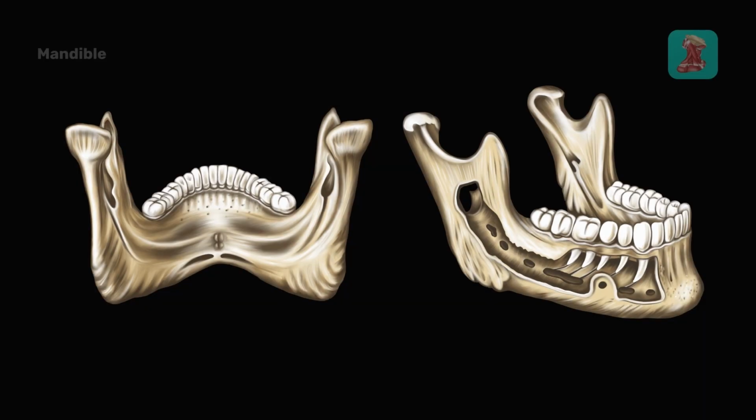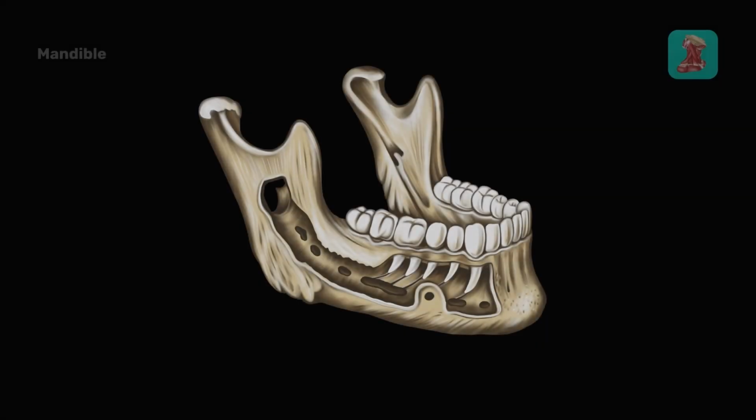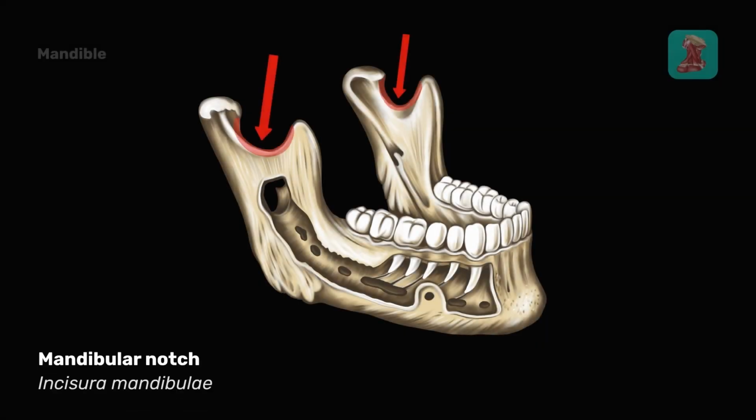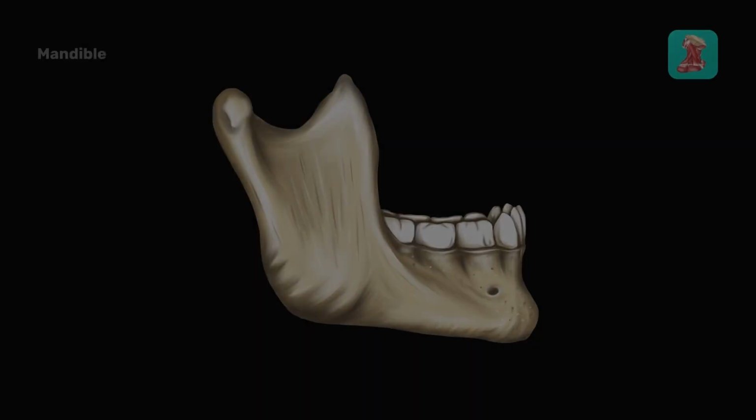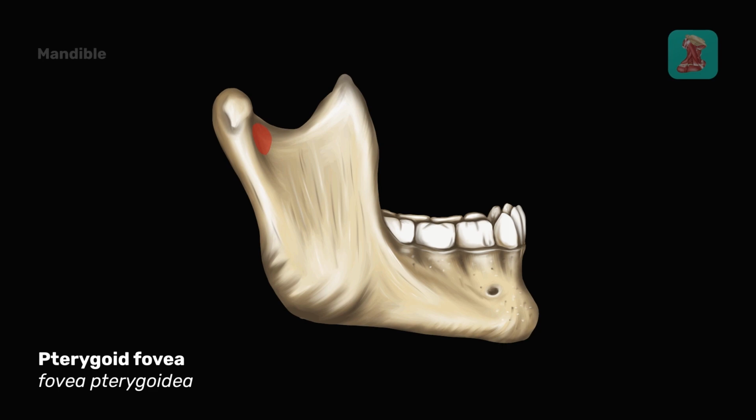The ramus of the mandible has two processes: the coronoid process and the condylar process, which is connected to the mandibular fossa of the temporal bone to form the temporomandibular joint. The processes are separated by the mandibular notch. The articular process ends as the head of the mandible, which is located on the neck of the mandible. There is a pterygoid fovea on the anterior surface of the neck.